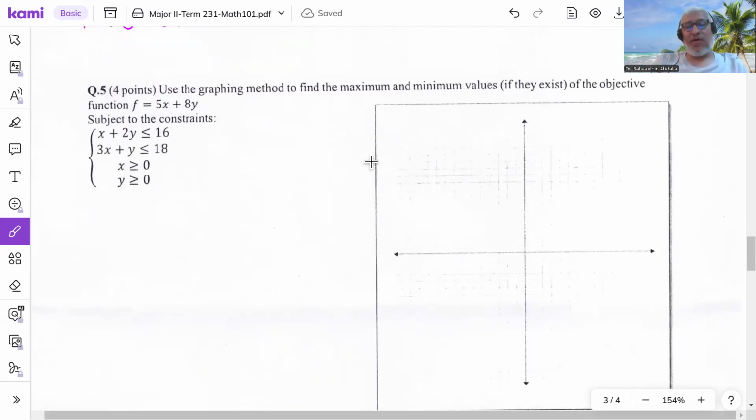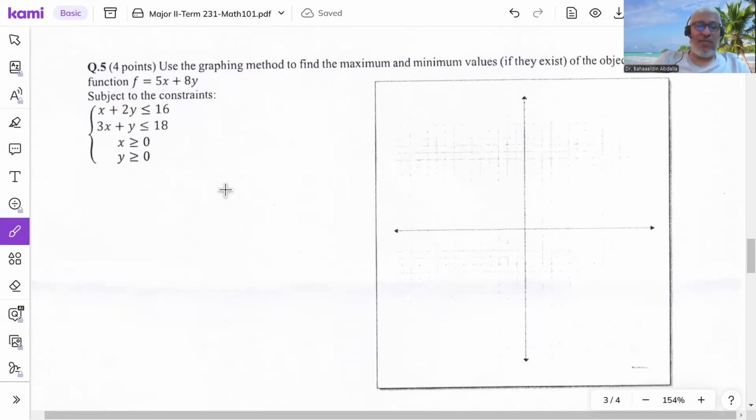Use the graphing method to find the maximum and minimum values, if they exist, of the objective function subject to these constraints. To use the graphing method, I need to graph the first inequality. To graph the inequality, I start by graphing the line. So I change less than to equal, and I graph this line. The best way to graph a line is to find 2 points. The easiest points to find are to replace x by 0. So 2y would be 16, or y is 8, and then replace y by 0. Replacing y by 0, then x would be 16. So I have these 2 points.